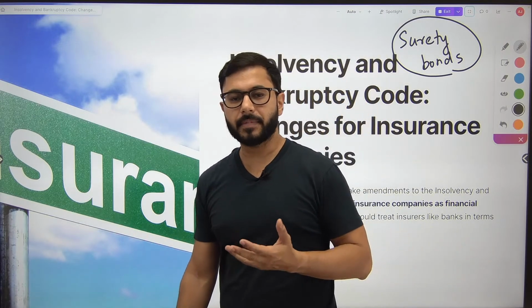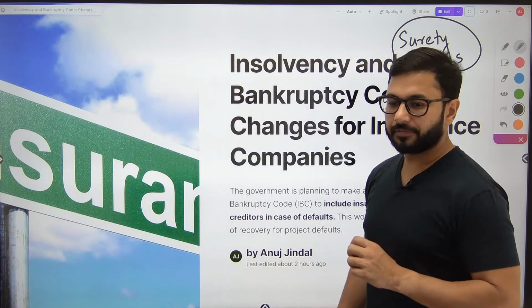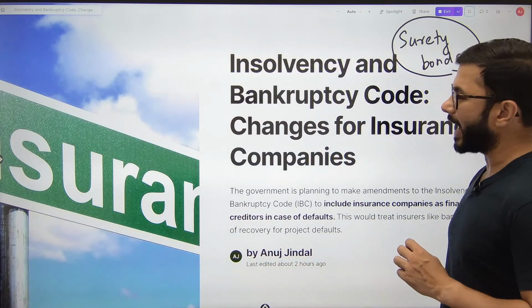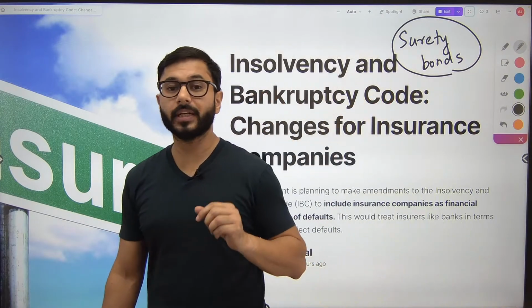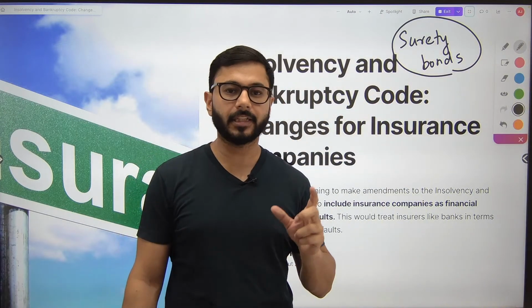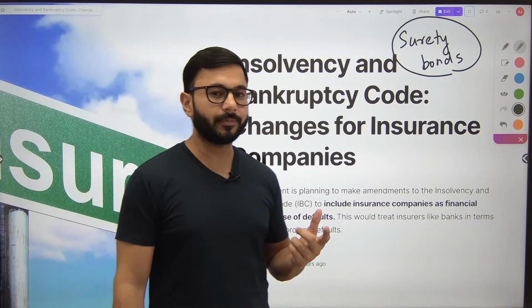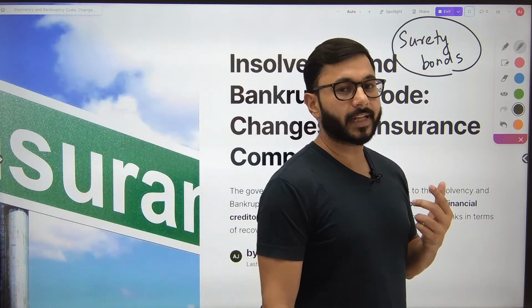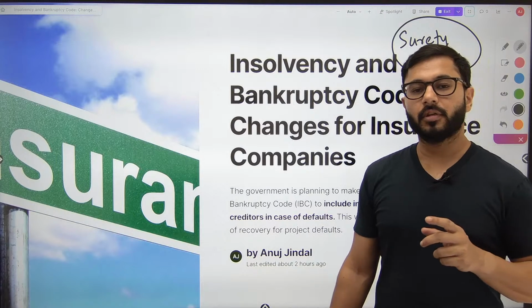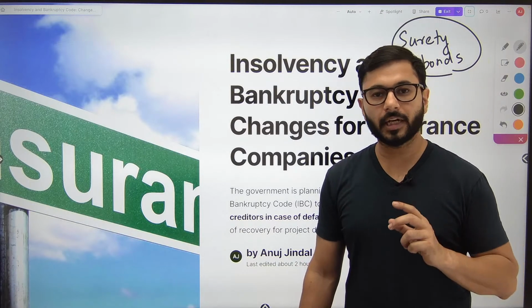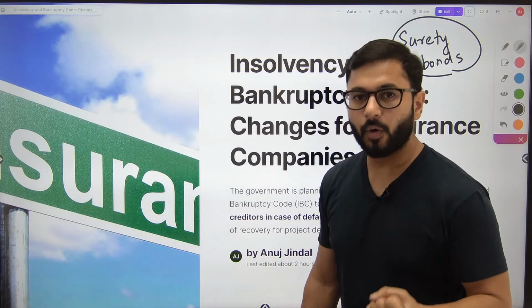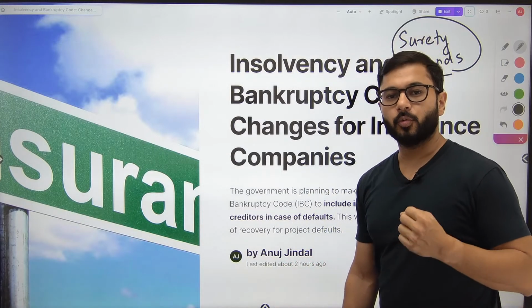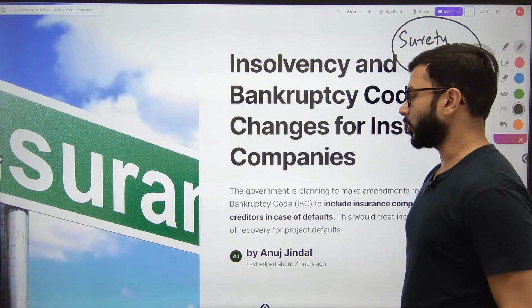I think it makes complete sense that they should have the power to act as bankers when they are facing defaulters. उन्होंने surety bond issue किया. On that, the person defaulted. Now they want to recover that money. They should be able to act as banks, or they should have the powers that banks have when it comes to recovering the money from defaulters.